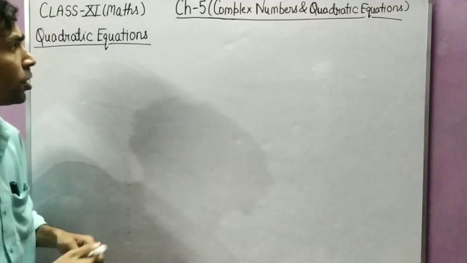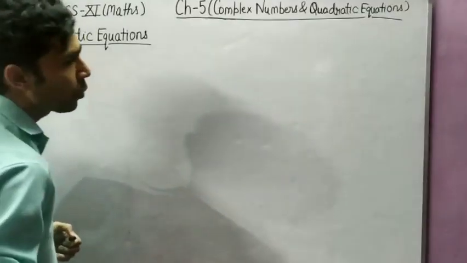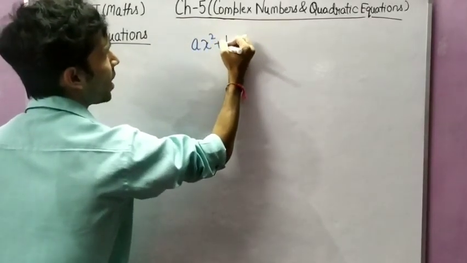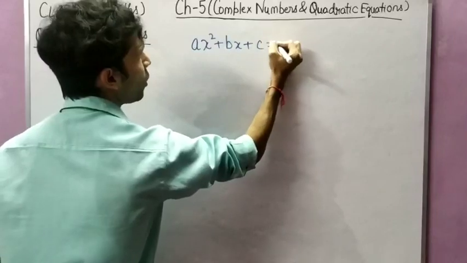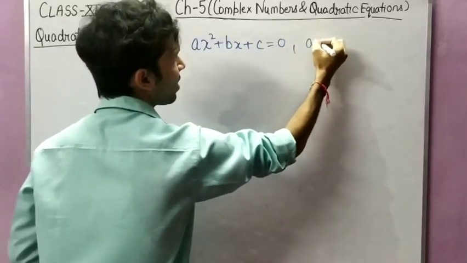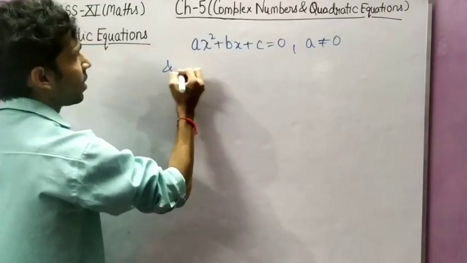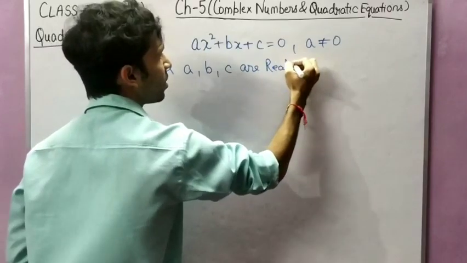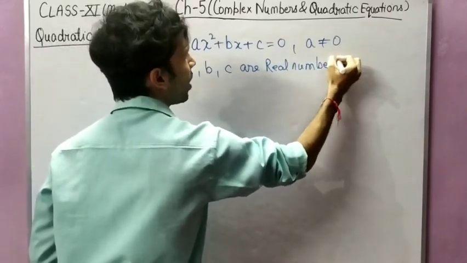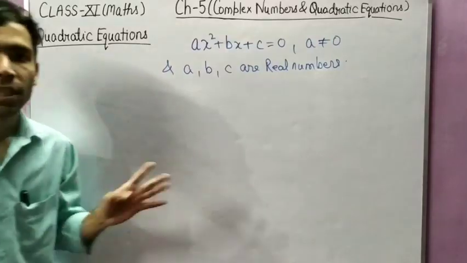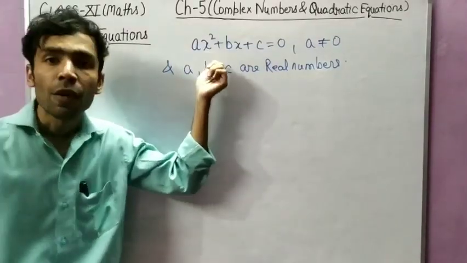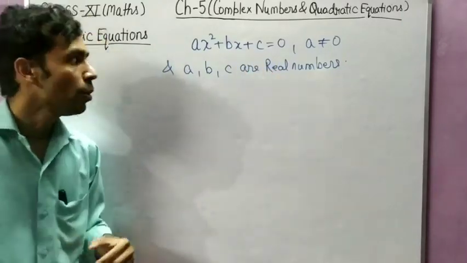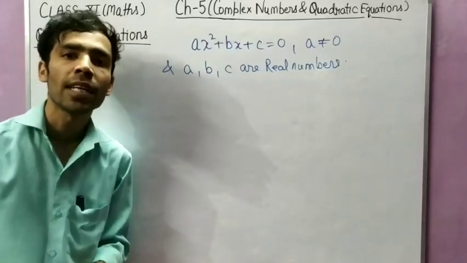So what is the general form of a quadratic equation? Any equation which can be written in the form ax square plus bx plus c equal to 0, where a is not equal to 0 and a, b, c are real numbers, is known as a quadratic equation. Okay, you know this thing.